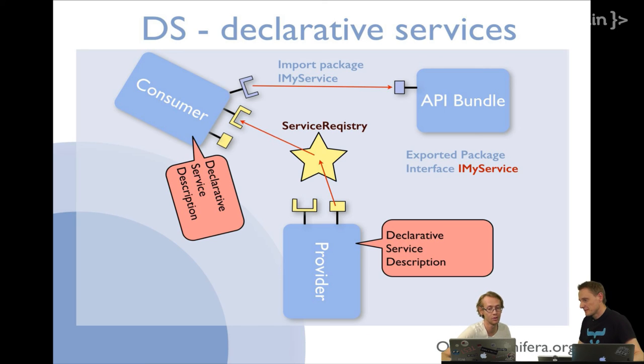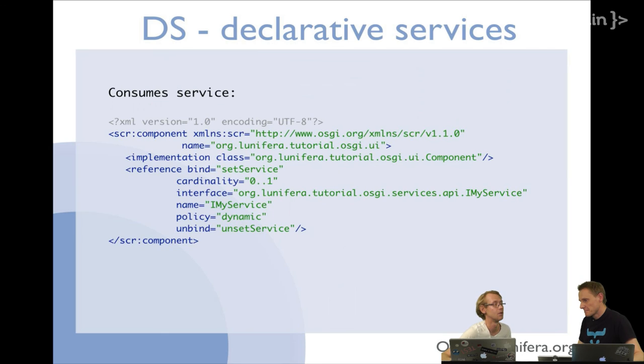The service description, how do they call it? Service components. Service component description. It's based on XML. Here in that special case, we are defining an implementation class component, and it requires the IMI service. Where should this XML be in your source tree?